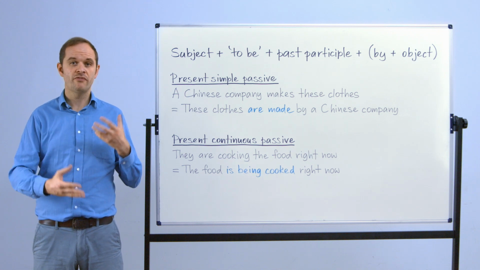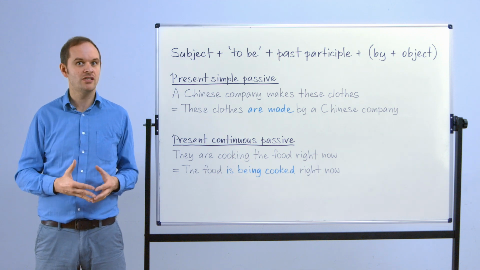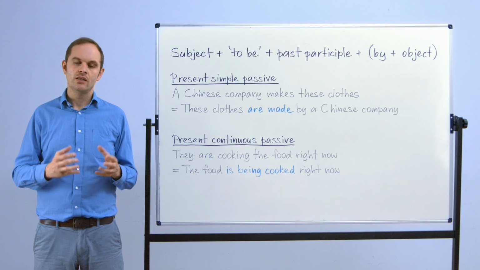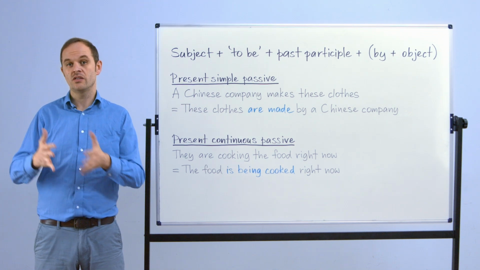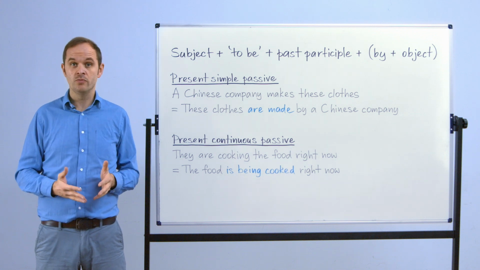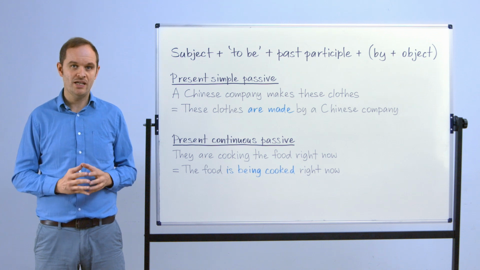In English, when we're focusing on the process and the person or things that did the process are less important, we use what's called the passive voice. Now, the passive voice exists in English in the past, present and future. And we're going to be looking at lots of different forms of the passive voice in this lesson. So let's start with the present simple passive.